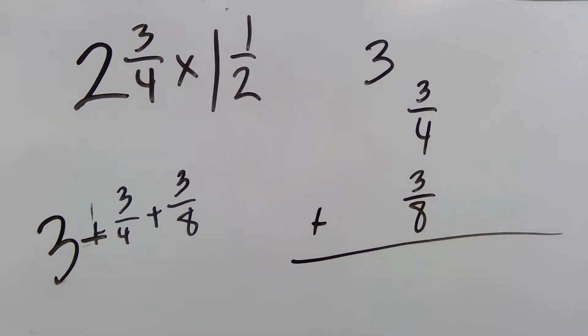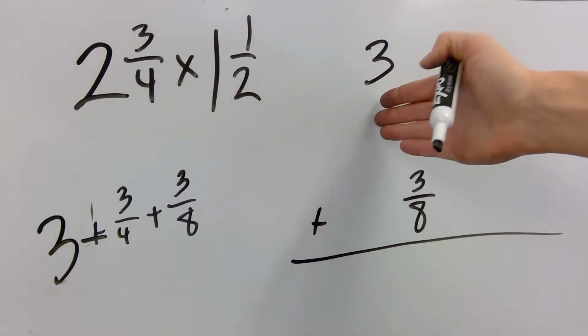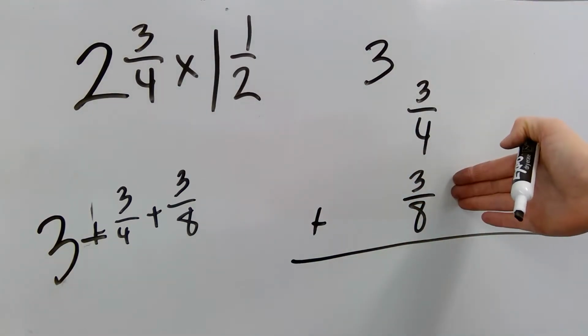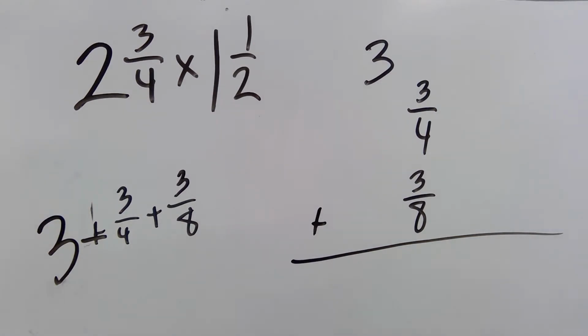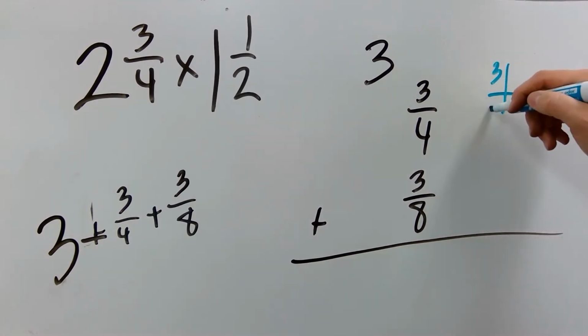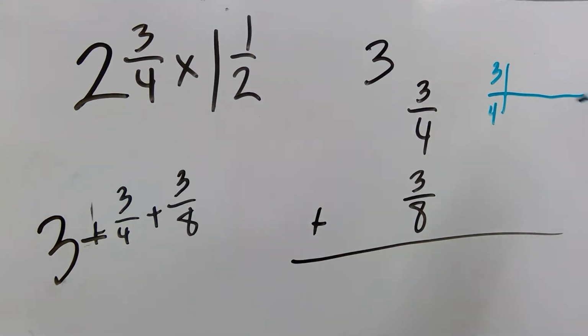Because when I add fractions or mixed numbers, I add all the whole numbers, and I add the fractions separately. So I need to add 3/4 and 3/8. Well, I can't do that because they don't have a common denominator. So let's set up a quick ratio table. If you already know what the common denominator would be in the equivalent fraction, go ahead. You don't have to do the ratio table.